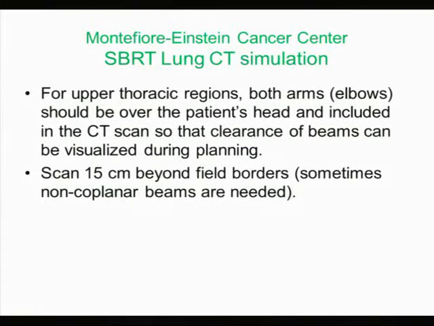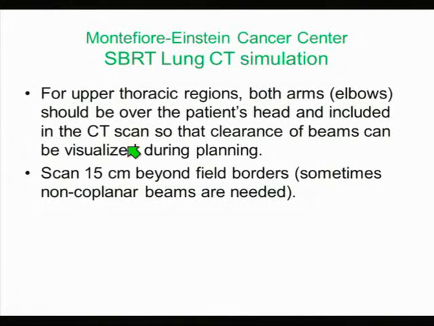For the lung CT scan, for upper thoracic regions, both arms, elbows should be over the patient's head and be included in the CT scan so that clearance of beams can be visualized during planning. Because if you don't scan the whole elbow in, and you created some non-coplanar beam, you think it's really working, and then by the time you get on the machine, the elbow sticks out, you cannot even get clearance.